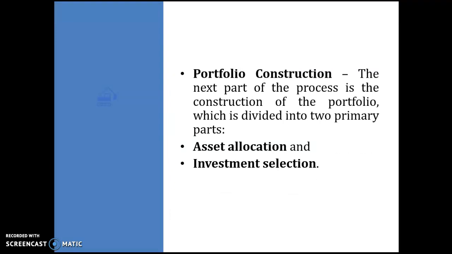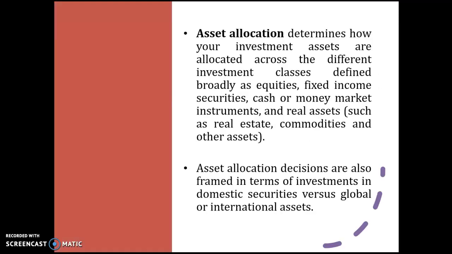Next is portfolio construction. Portfolio construction is a part whereby the investor tries to understand the market and tries to associate or bring a relationship between the objectives and the securities in the market. It is divided in two parts, that is asset allocation and investment selection. Asset allocation determines how your investment assets are allocated across different classes like equities, bonds, cash or money market instruments, real estate, etc.